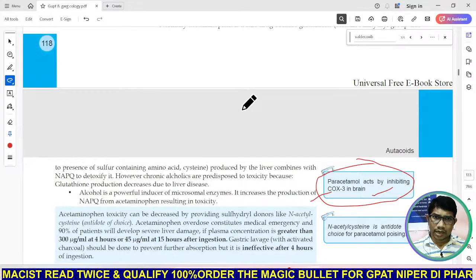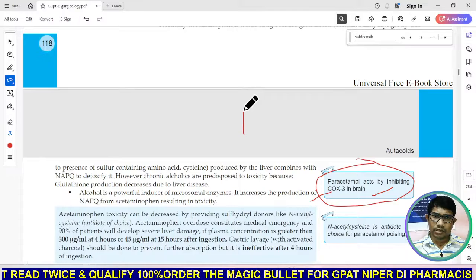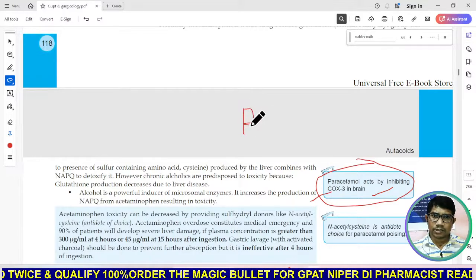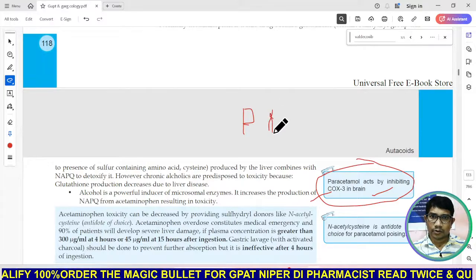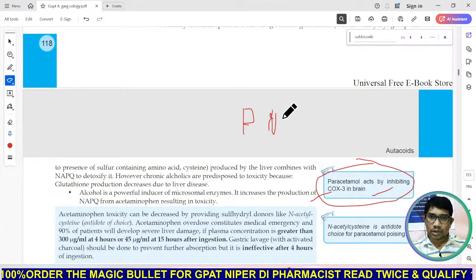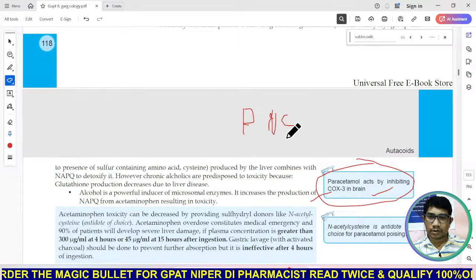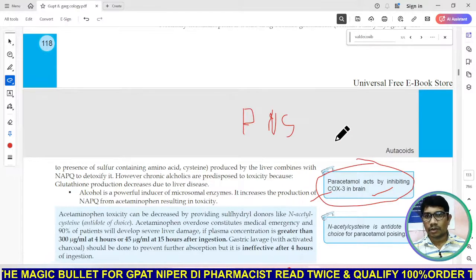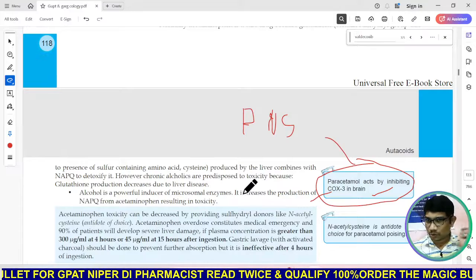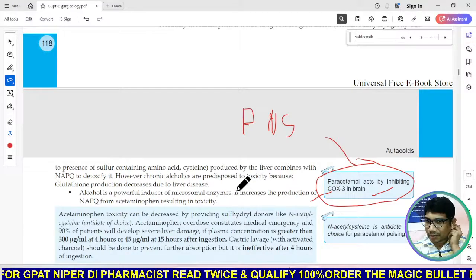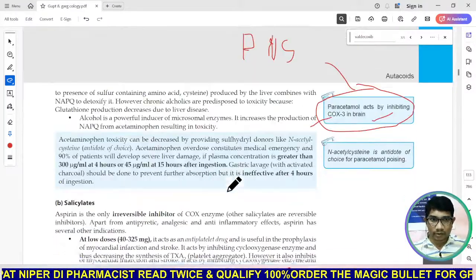So paracetamol क्या है भाई? Paracetamol is a non-selective COX inhibitor in the periphery, but a selective COX-3 inhibitor in the brain, and that action is also responsible for the antipyretic effect. याद रखना है आपको, very important, right?